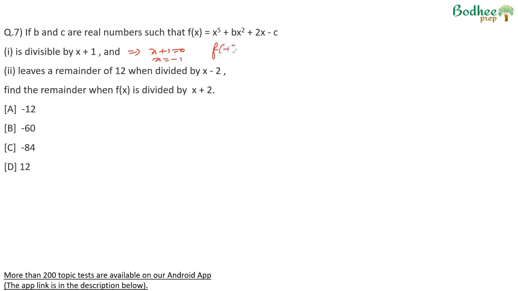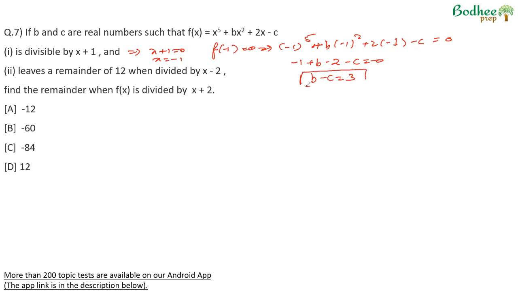That is f of minus 1 should be 0 because it is divisible, which means minus 1 raised to power 5 plus b into minus 1 squared plus 2 into minus 1 minus c should be 0, which means minus 1 plus b minus 2 minus c should be 0, which means b minus c is equal to 3.